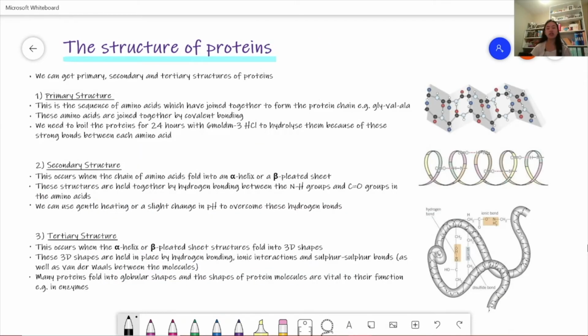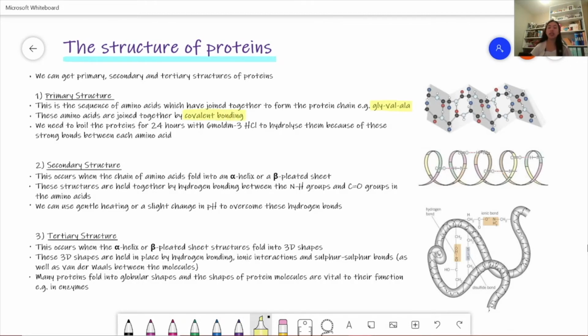Now we're going to look at the structure of proteins. We can actually get primary, secondary, or tertiary structures of proteins. Firstly, looking at the primary structure, this is the sequence of amino acids which have joined together to form the protein chain. So for example, we could have gly-val-ala. This is a protein chain formed from the amino acids glycine, valine, and alanine. And these amino acids are all joined together by covalent bonding.